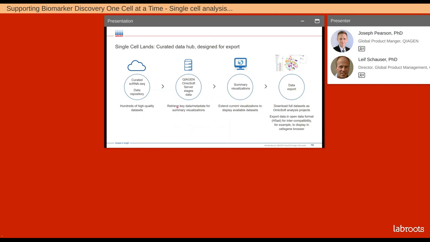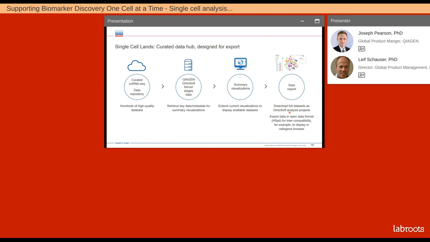And the single cell lens should really be thought of as the data hub, the starting place for deeply curated data. The whole design of the framework is to enable you to discover important data sets using OmicSoft's deep curation and analysis pipeline. With the staging of the data within the server, use the framework to explore the data with the summary visualizations to identify the data sets and the biomarkers that are relevant, and then export the full results into OmicSoft Studio analysis projects for deeper analysis.